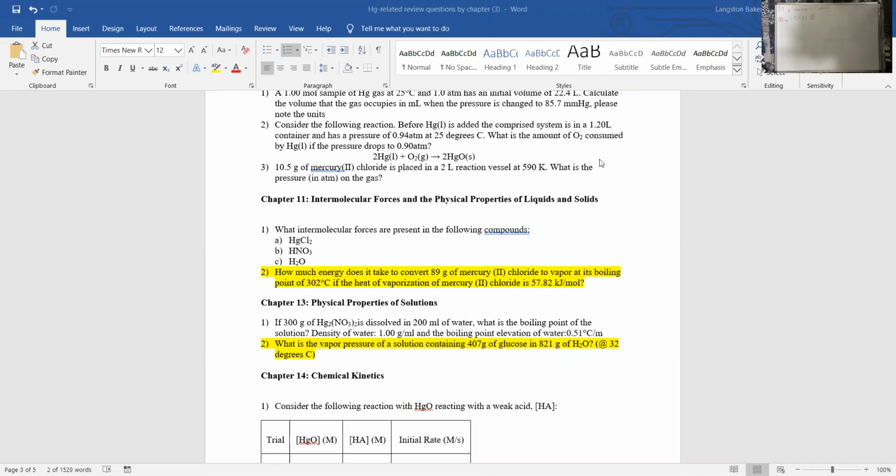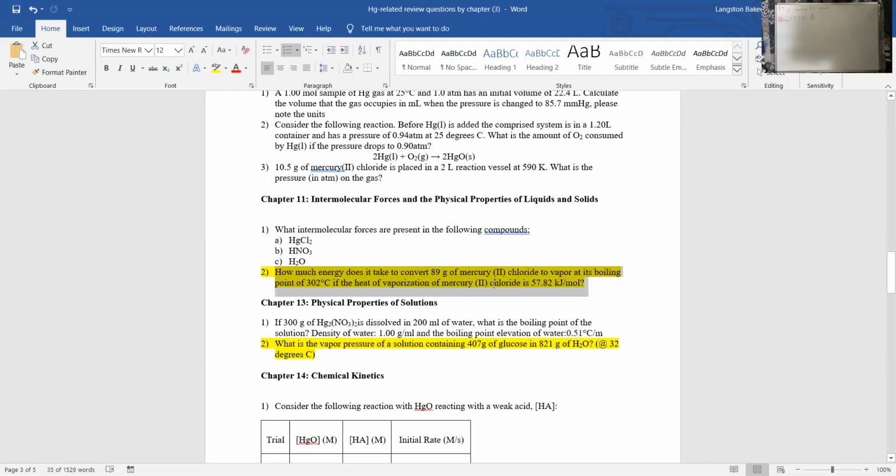Okay, gonna be doing a couple questions today. So these are the first two. The first one we're gonna do is chapter 11, number 2, which I highlighted. So we're gonna figure out how much energy does it take to convert 89 grams of mercury II chloride to vapor at its boiling point of 302 degrees Celsius if the heat of vaporization is 57.82 kilojoules per mole.